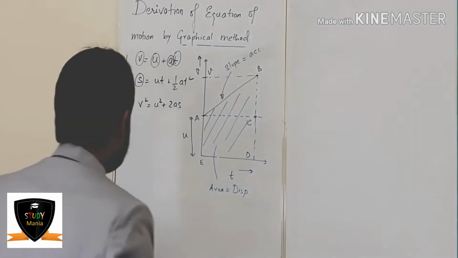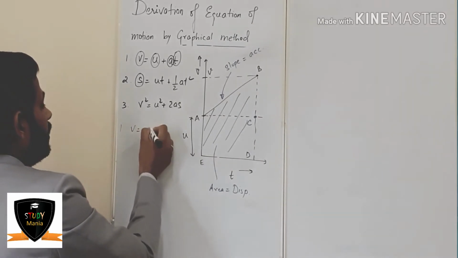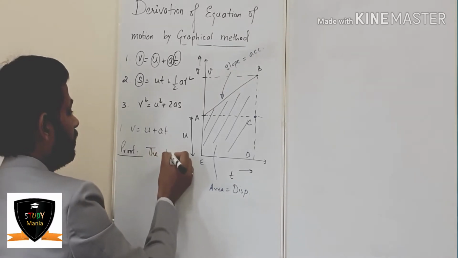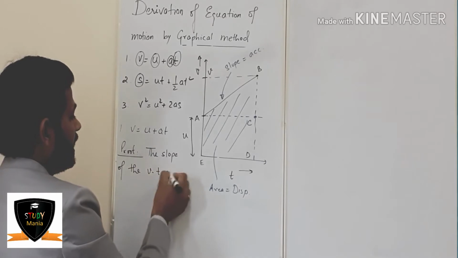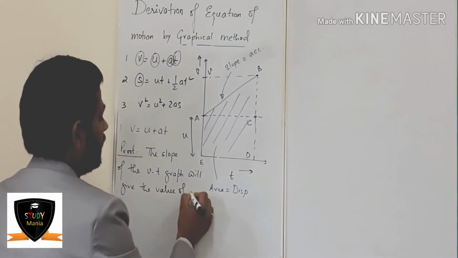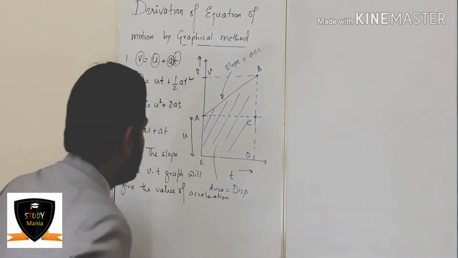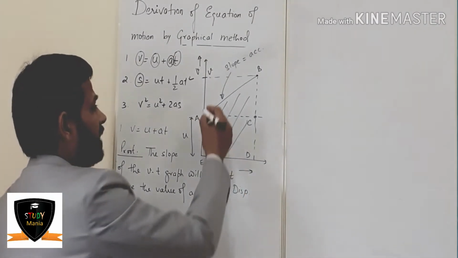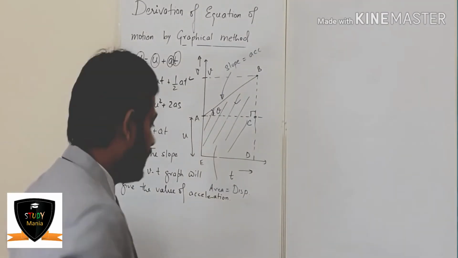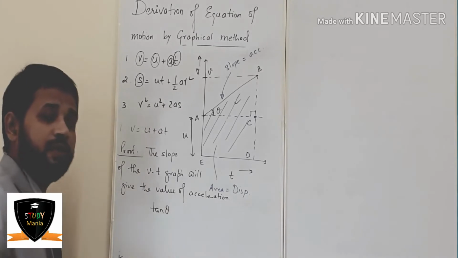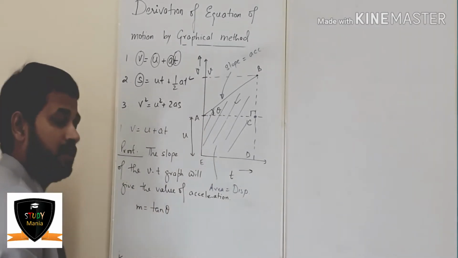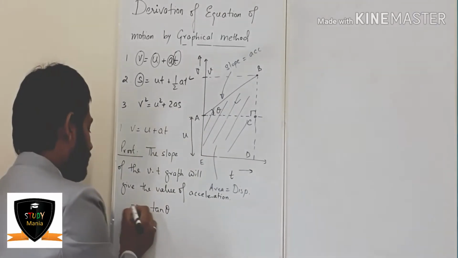So now let's start with the very first equation of motion, that is V equals U plus AT. Proof. As I said earlier, the slope of the velocity time graph will give the value of acceleration. How can you calculate the value of slope? If I apply simple mathematics, let's say this is angle theta. It has a triangle, that is a right angle triangle. With this right angle triangle, we can write tan theta, by which we can calculate the slope. So the slope is calculated by tan theta, which gives the value of m. M is denoted as the slope, and it gives the value of acceleration.